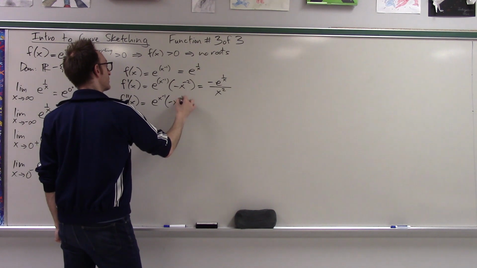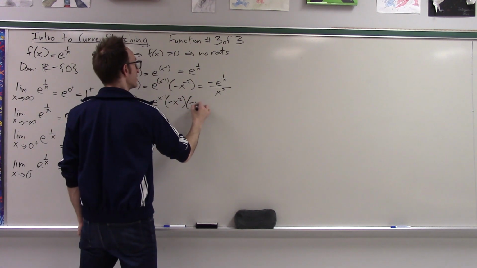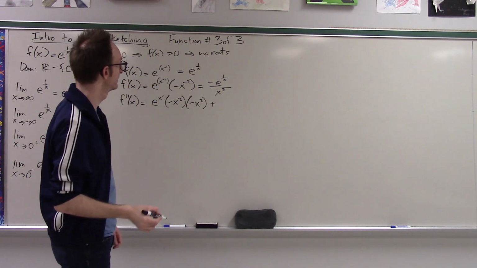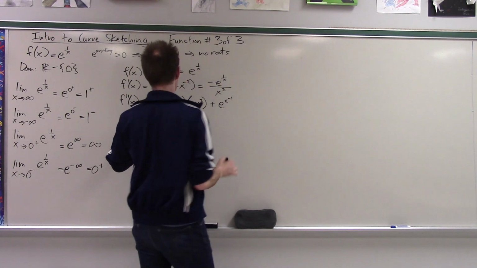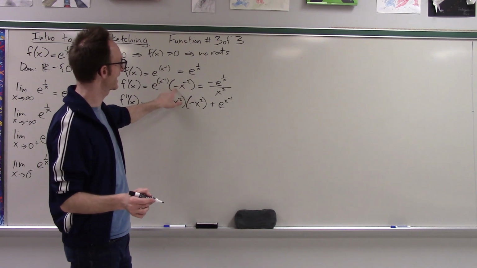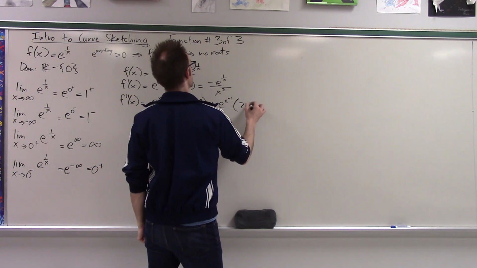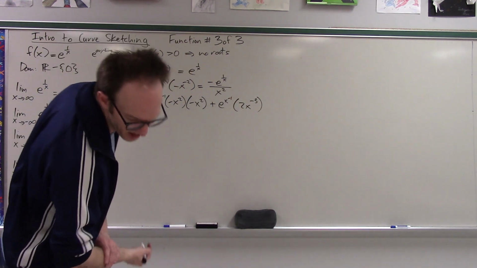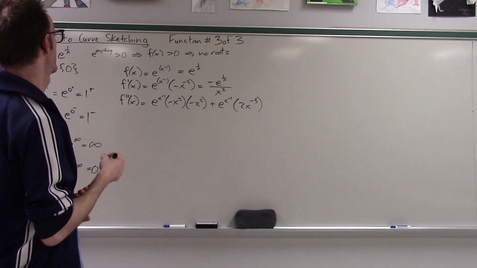times negative x squared. So that's the derivative of the first times the second, plus the first, which is e to the x to the negative 1, times the derivative of the second, and what's the derivative of negative x to the negative 2? Answer, it's 2x to the negative 3.